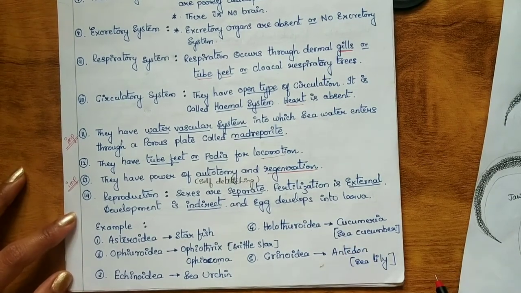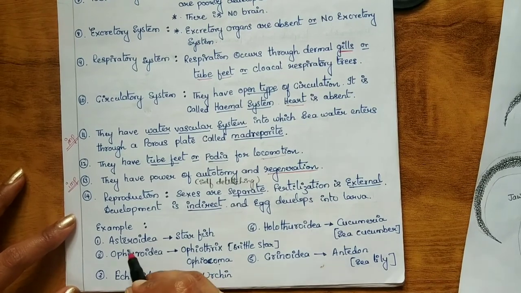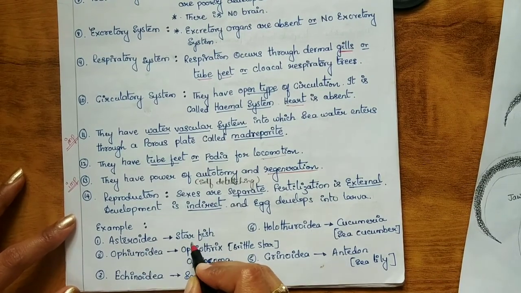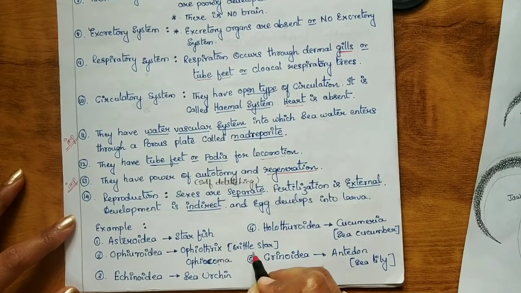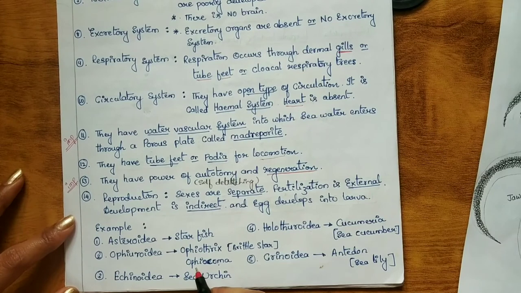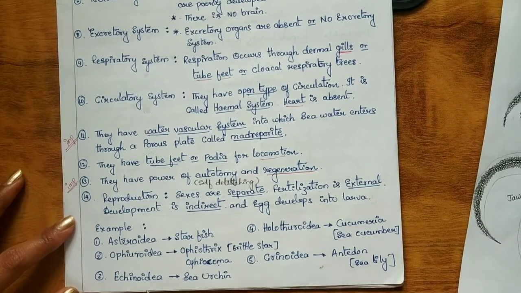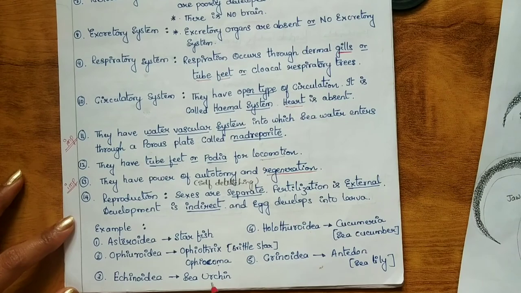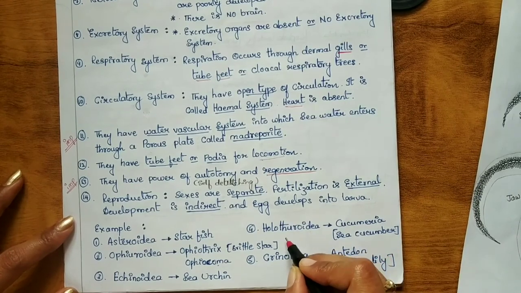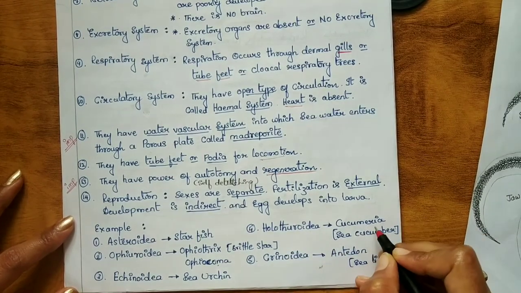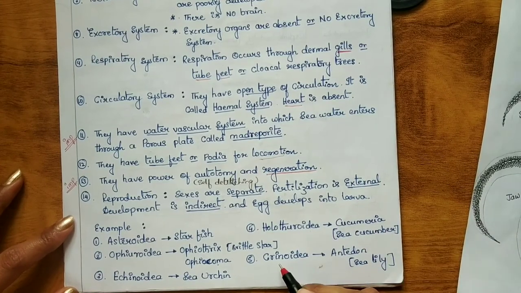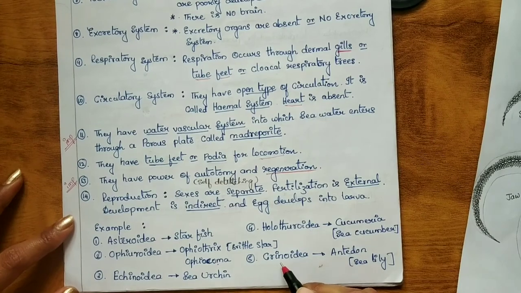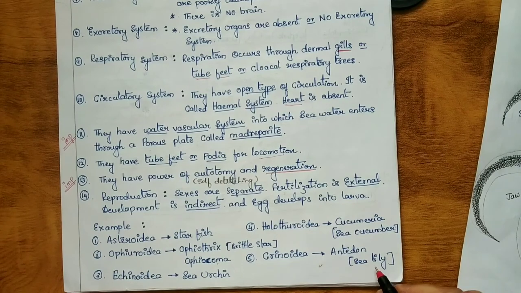Here they have five classes, and the first one is Asteroidea. Example for this is starfish. The second one is Ophiuroidea. Example for this is Ophiothrix, the common name is brittle star, and one more example is Ophiocoma. Then the third class is Echinoidea. Example for this is sea urchin. The fourth is Holothuroidea. Example for this is Cucumaria, and the common name for this is sea cucumber. And the final fifth one is Crinoidea. Example for this is Antedon. The common name for this is sea lily.